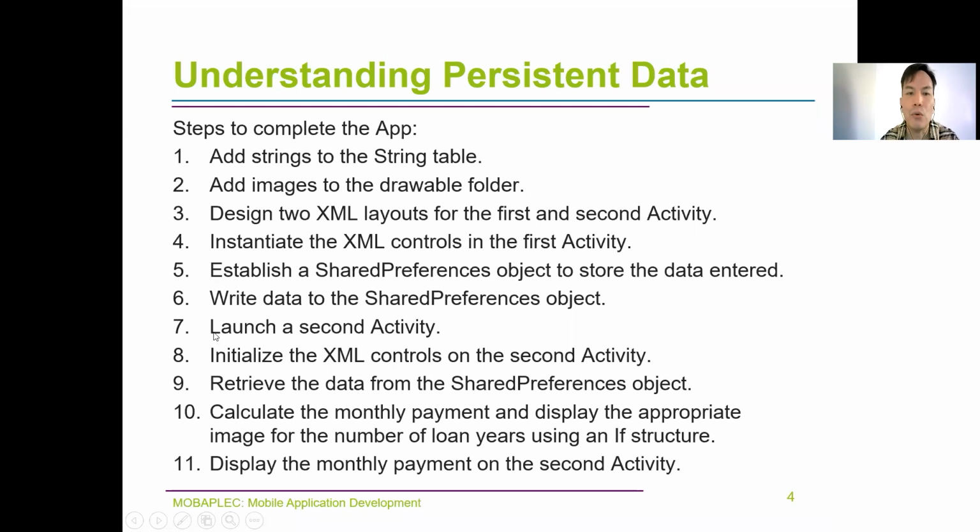Then prior to the first activity, now it's the time we could launch the second activity, which is step 7. After we launch the second activity, we could initialize the XML based on the controls given for the second. Then after we come up with the controls, we need to retrieve the data using the object. As I mentioned a while ago, we have get string. Then on step 10, we need to calculate the monthly payment or display the images attached, meaning we could generate based on the structure of the if condition.